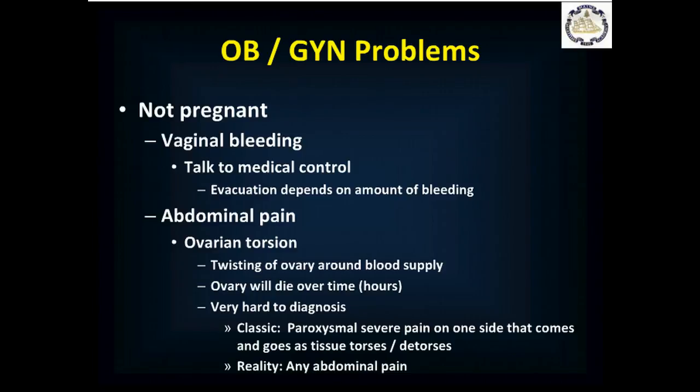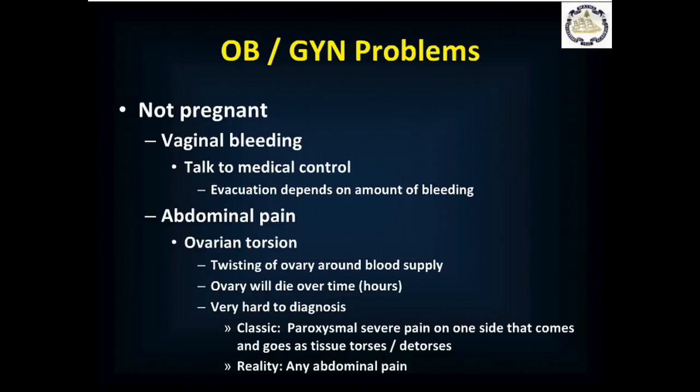Are you completely soaking a pad in an hour? Are you soaking a pad in 12 hours? And if they have blood soaking through their pants, that's a lot of bleeding. So you want to talk to medical control, and your decision about evacuating them will depend on the amount of bleeding. Also, in the circumstances, if there's no way to evacuate them, you may need to track down oral contraceptives because sometimes high-dose oral contraceptives can be used to control dysfunctional uterine bleeding.